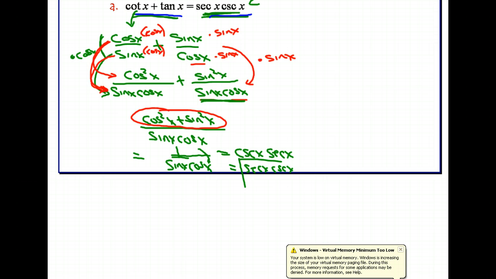So I've taken the left side, and I've shown by using my quotient identity here, by adding fractions here, by using the Pythagorean identity here, and then reciprocal identities. So this is not easy. I've shown the left side equals the right side, so I've verified the identity. All right, let's try this a couple more times.